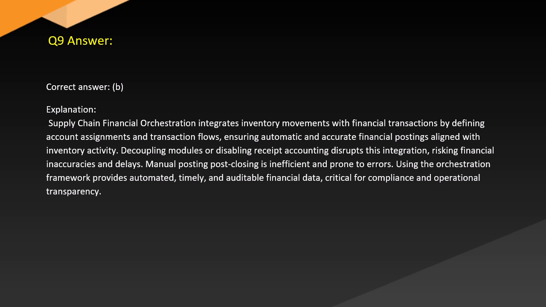Answer. Correct answer. B. Explanation. Supply chain financial orchestration integrates inventory movements with financial transactions by defining account assignments and transaction flows, ensuring automatic and accurate financial postings aligned with inventory activity. Decoupling modules or disabling receipt accounting disrupts this integration, risking financial inaccuracies and delays. Manual posting post-closing is inefficient and prone to errors. The orchestration framework provides automated, timely, and auditable financial data, critical for compliance and operational transparency.